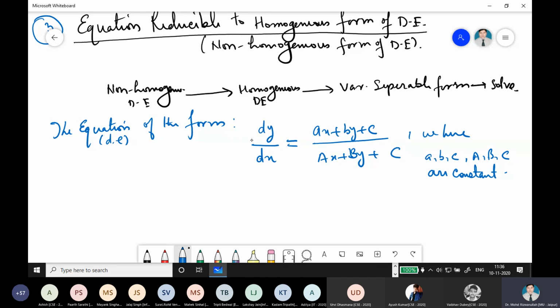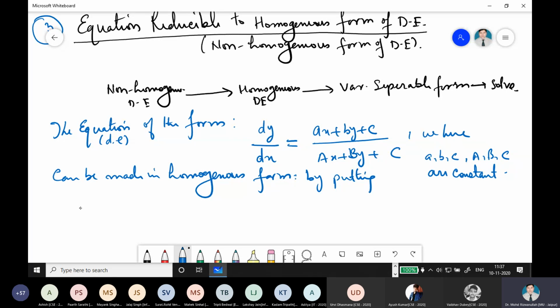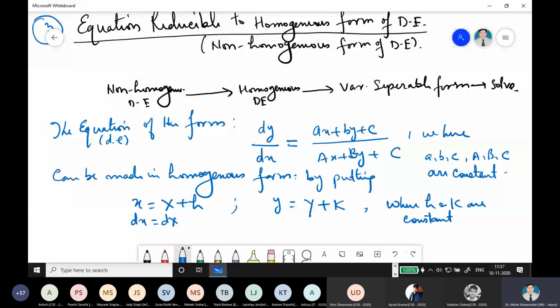Fine. So this equation can be made into homogeneous form by simply putting small x equal to capital X plus h, and small y equal to capital Y plus k, where h and k are constants again. So when you differentiate it, dx will be equal to d of capital X, and dy will be equal to d of capital Y, right?